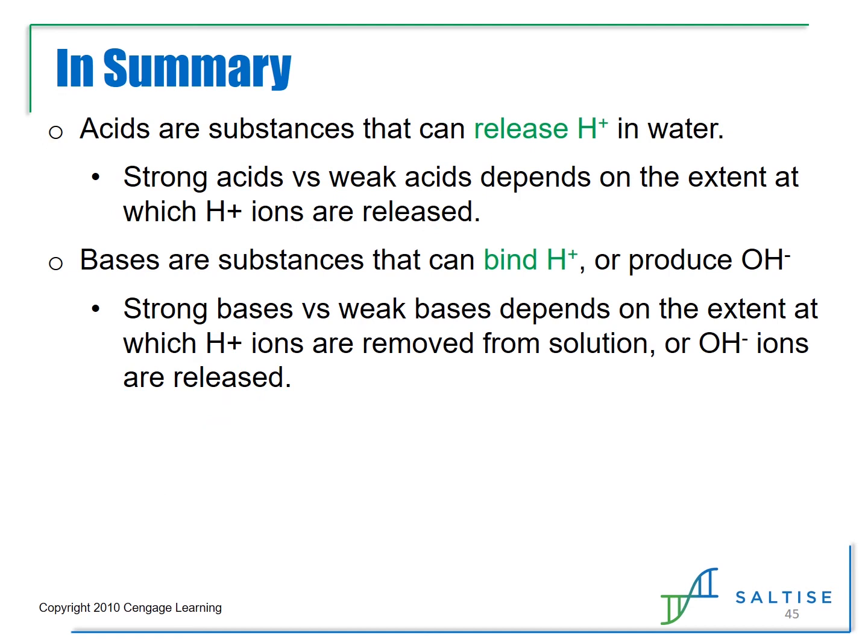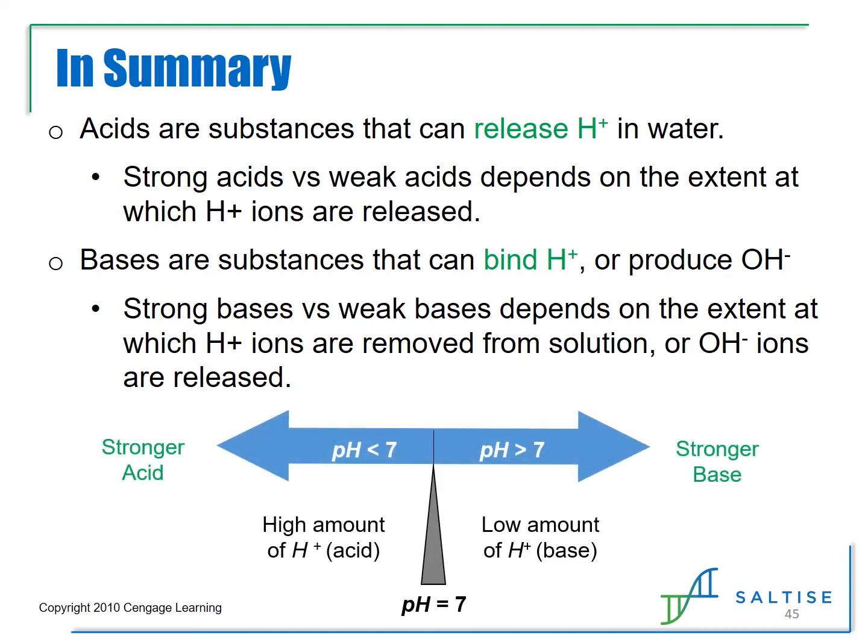Substances that release hydrogen ions in water are considered acids, and depending on the degree of dissociation, the acid can be described as being strong or weak. Bases are substances that can reduce the amount of hydrogen ions in water, or produce hydroxide ions. They too can be described as being strong or weak. Lastly, the pH scale indicates the amount of hydrogen ions in solution, and the pH value can represent whether a solution is acidic, basic, or neutral.